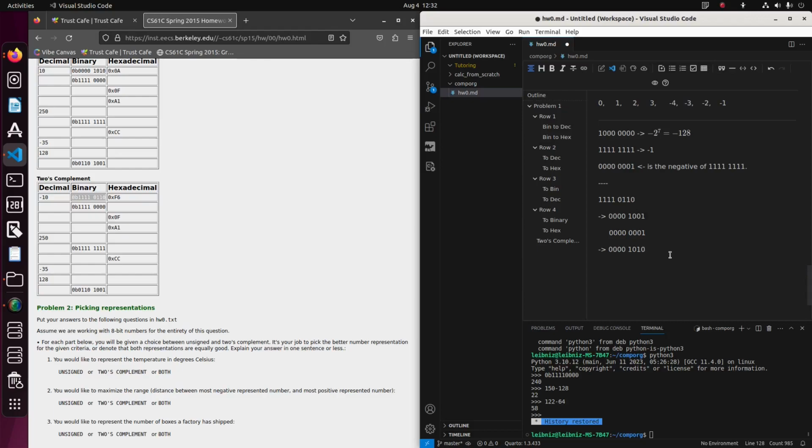Okay. So my claim is that this number is the negative of this number. And you can test it out, right? There's a nice test that if you add these two numbers together, they should zero each other out entirely.